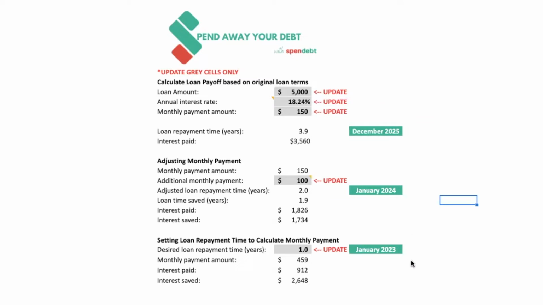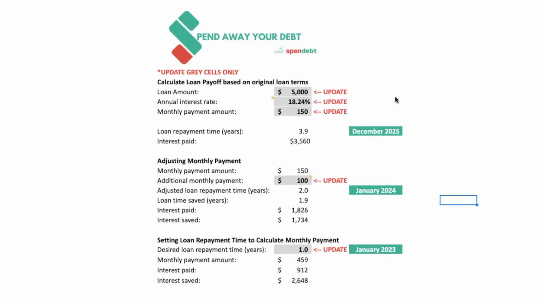The last section allows you to start with the end goal in mind. So let's say you have a goal to pay off your loan in 2 years. Based on that, how much does your monthly payment need to be? And it will calculate that for you and allow you to see how much interest you're paying and overall how much interest you will save by being so aggressive.